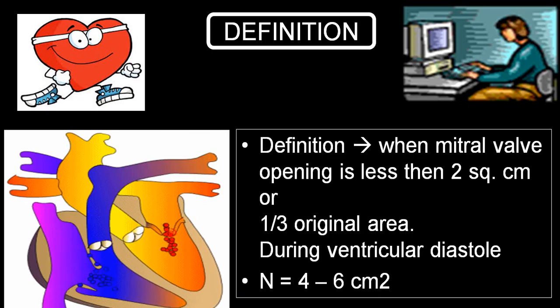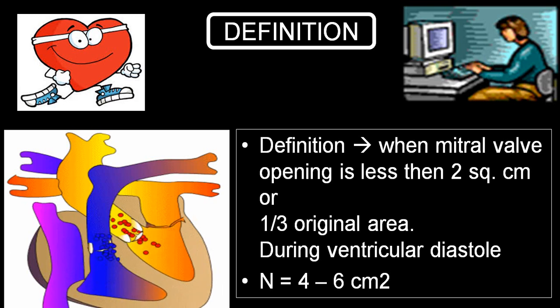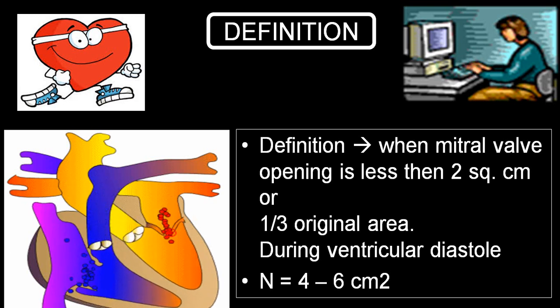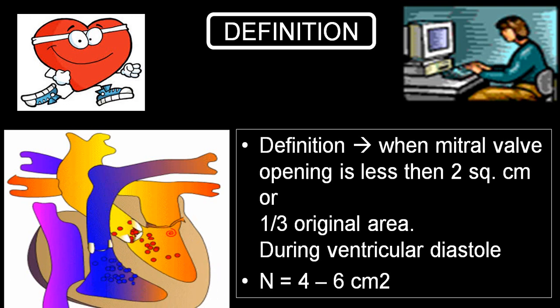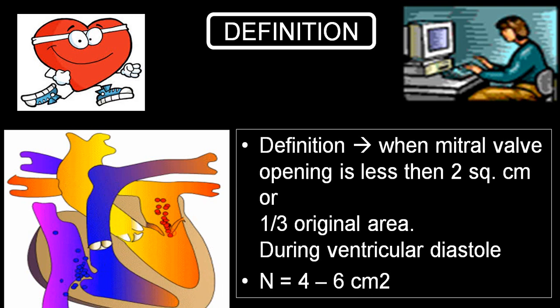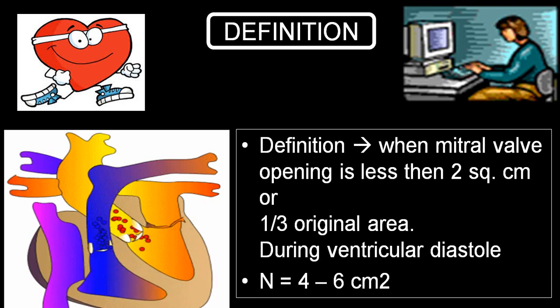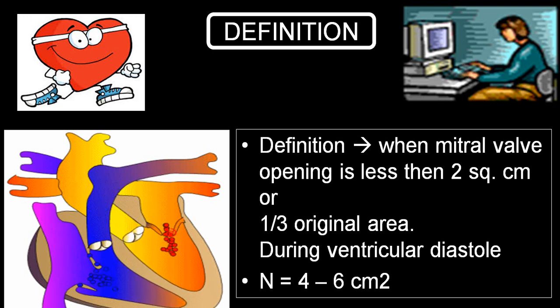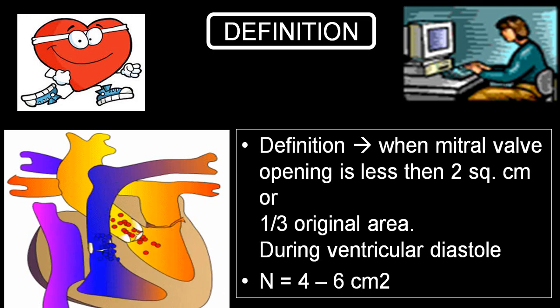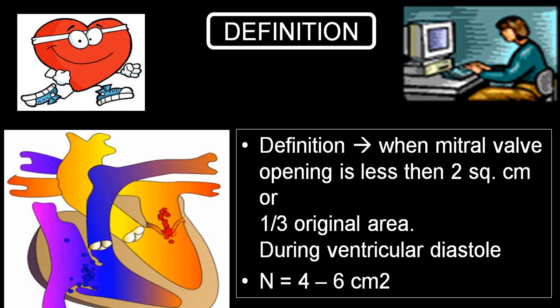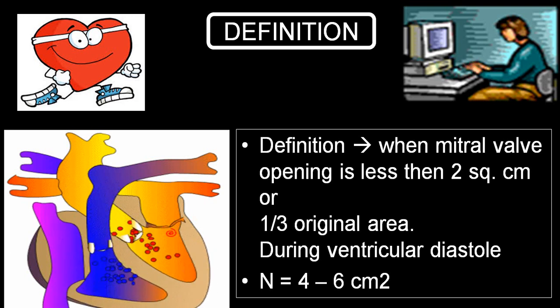So the definition of mitral stenosis is when the mitral valve opens during ventricular diastole. The opening area of a normal mitral valve is 4 to 6 square centimeters. Instead of that, if the opening area is less than 1/3 the original size, or less than 2 square centimeters, then we call that mitral stenosis.